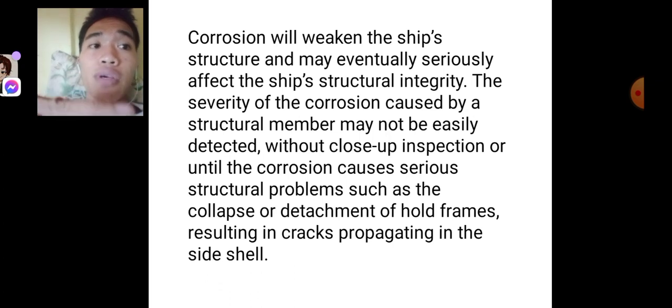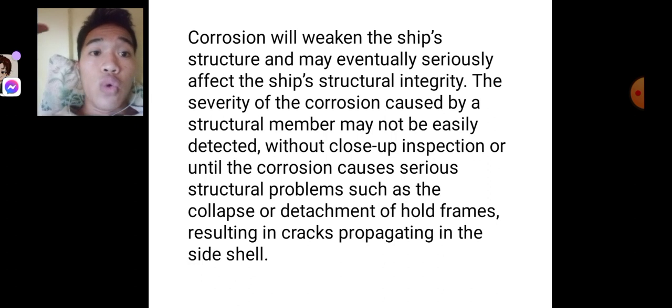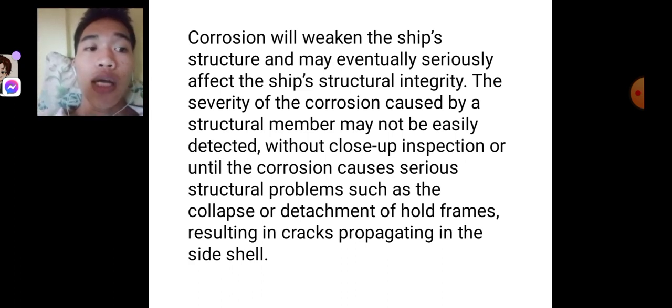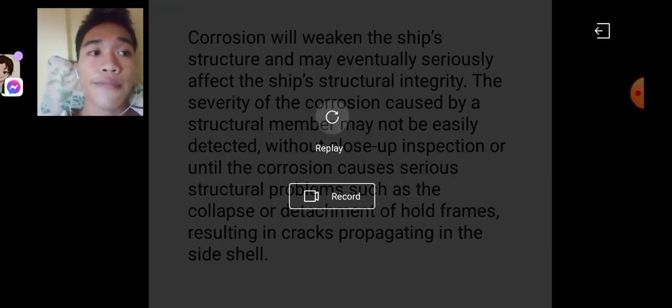The severity of the corrosion caused to a structural member may not be easily detected without close-up inspection or until the corrosion causes serious structural problems such as collapse. Collapse is tumba. Detachment of the hold frames, resulting in cracks and propagating in the side shell. Side shell, ang mga cracks sa gilid-gilid. So that's all, sir. Thank you.